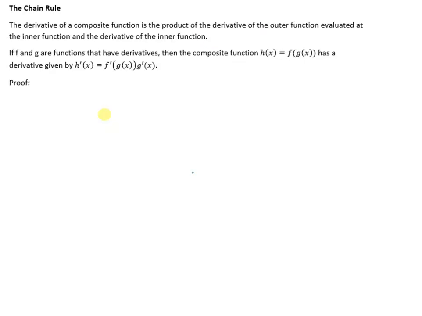Okay. As for the chain rule, it says that the derivative of a composite function is the product of the derivative of the outer function evaluated at the inner function and the derivative of the inner function. So again, derivative of the outer function evaluated at the inner function times the derivative of the inner function. Okay, if you want the proof, it's on page 100. I'm going to skip the proof right now and go straight into questions.